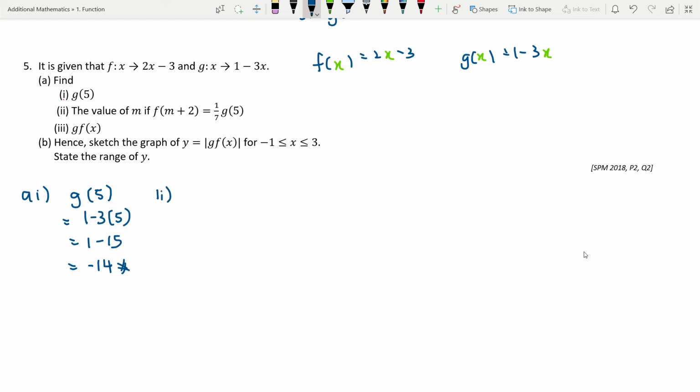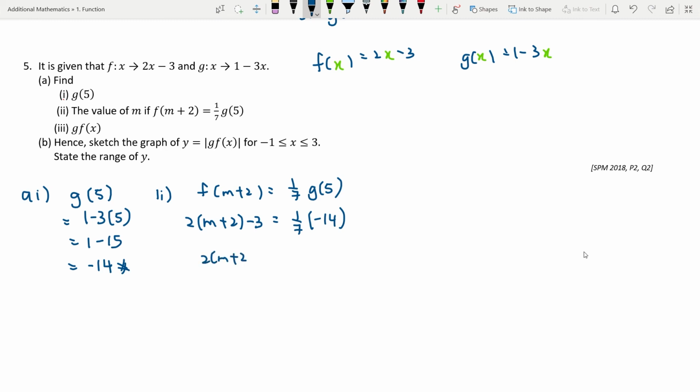A2. Find the value of m if f of m plus 2 is equal to 1 over 7 g of 5. We substitute m plus 2 as the object into the function f. We have 2 multiplied with (m plus 2) minus 3 equal to 1 over 7. G of 5, we already obtained the value in A1, which is negative 14. We need to solve for the value m, hence we do not need to expand the bracket.